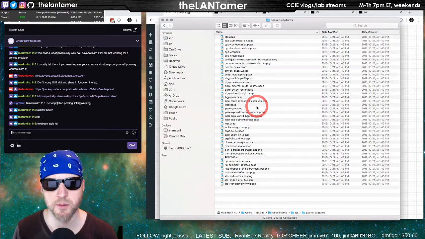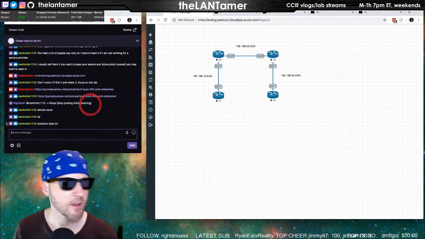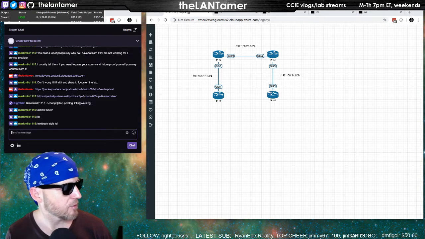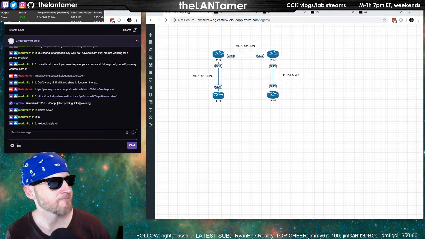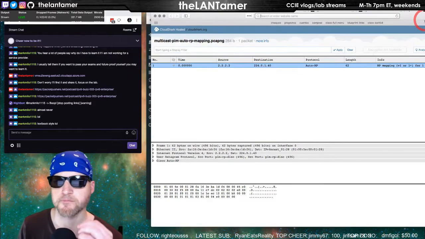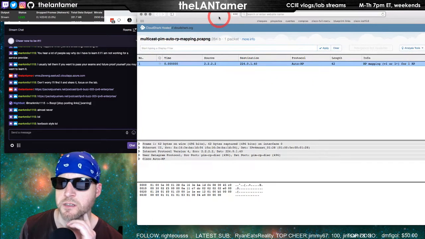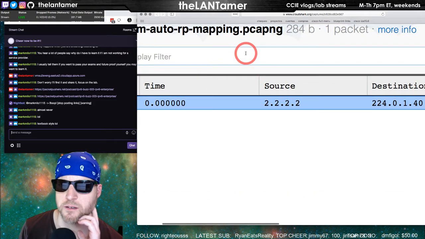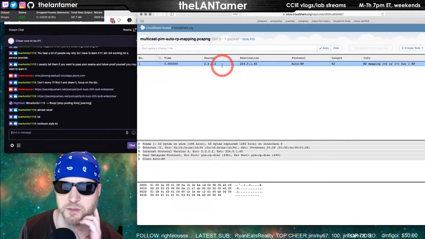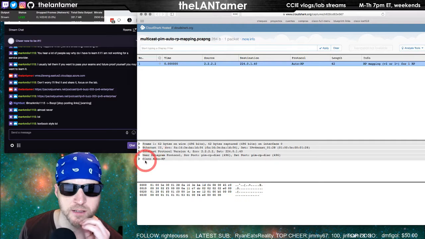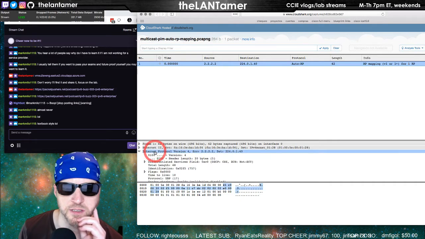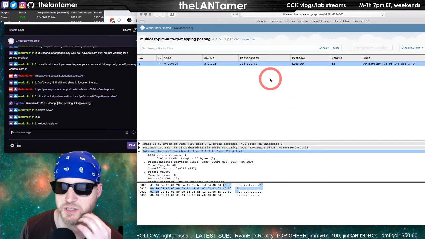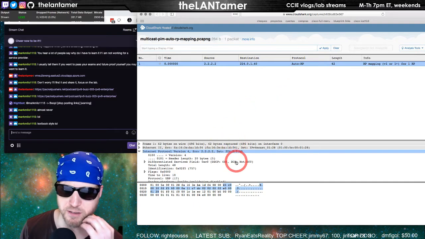Not sure. Maybe not. But here's what one looks like. So it says RP mapping. Whoa, there it is, really big. Notice here, folks, IP, the source is the loopback, the destination, of course, is 224.0.1.40. Of course, this is the auto RP mapping agent.